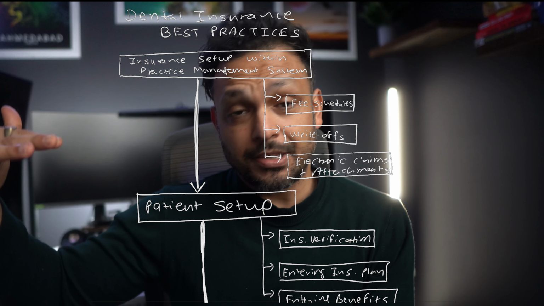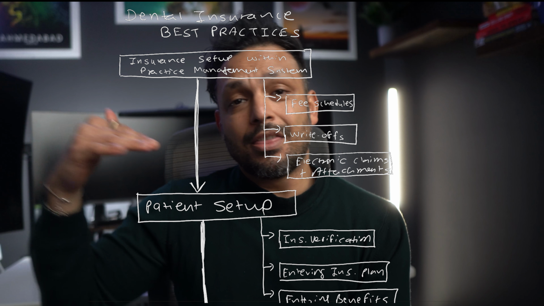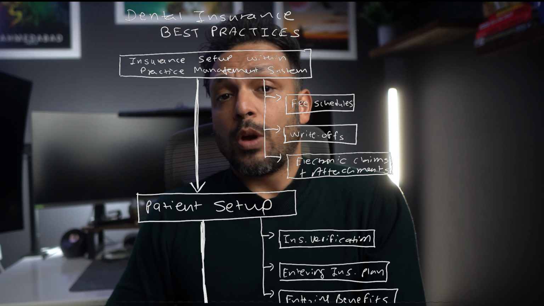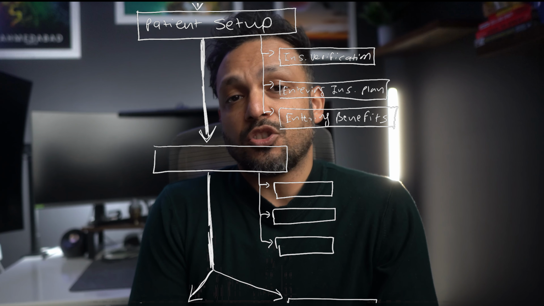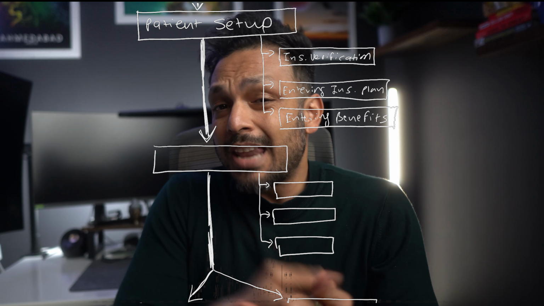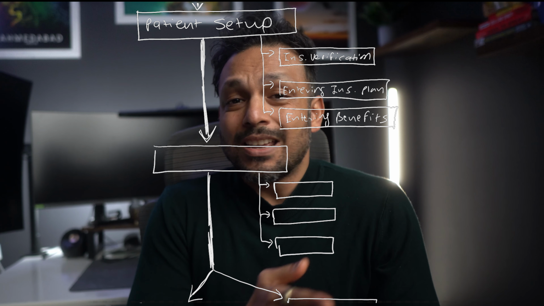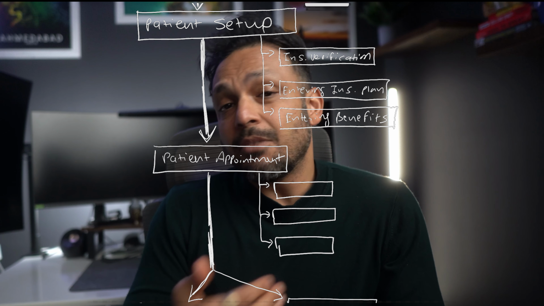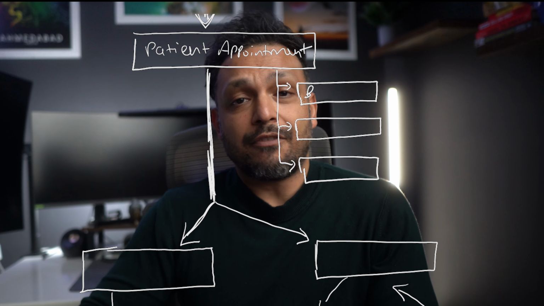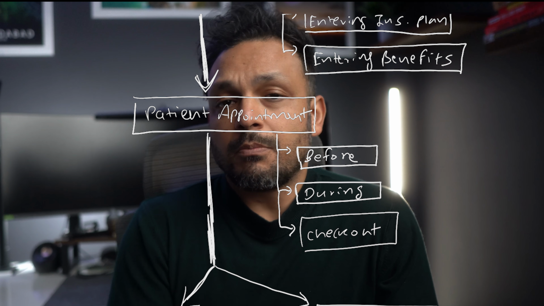So far, at the top, we have talked about the practice level setup when it comes to insurances. Then we talked about patient level setup, where we verify insurance and attach all the benefit information to the patient's chart in the practice management system. Now let's talk about the next critical point, which is the patient appointment. There are things that need to be done, checked, and in place before, during, and after the patient appointment. So let's talk about the before patient appointment.